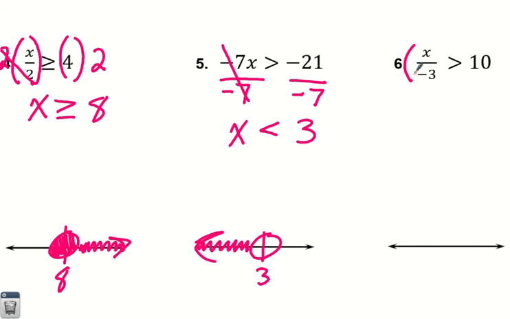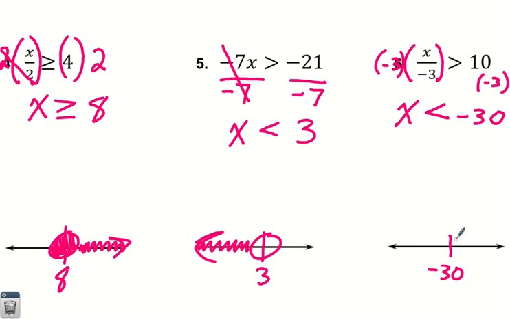And number 6, since it's x divided by negative 3, to undo that and leave x alone and get rid of the negative 3, we're going to be multiplying both sides by negative 3. So once again, we just do the multiplying, but the greater than flips to a less than. And 10 times negative 3 is negative 30. So it's an open circle, and we're shading left. Everything less than negative 30.